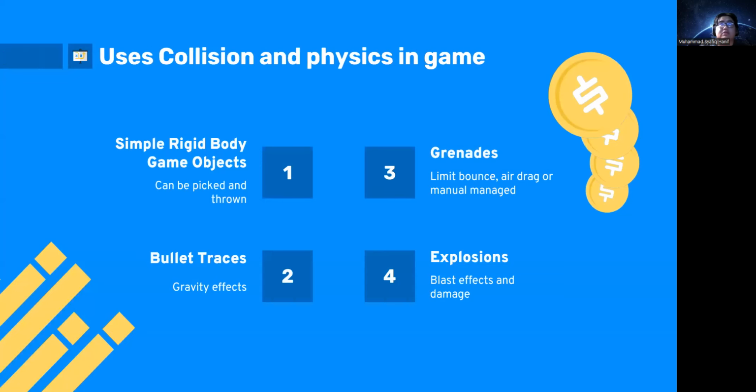Last one is to use collision and physics in games. There are 4 of them. First is the use of simple rigid body game objects. Examples are sticks and stones, objects that can be picked up and thrown.